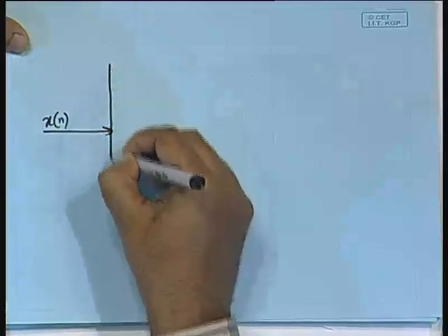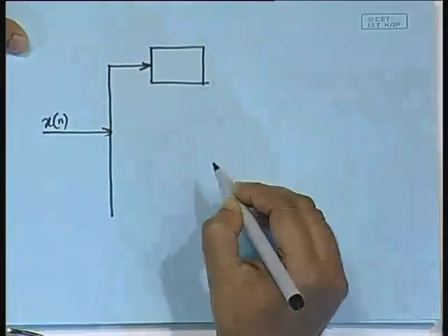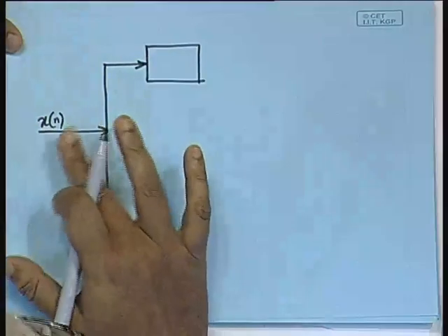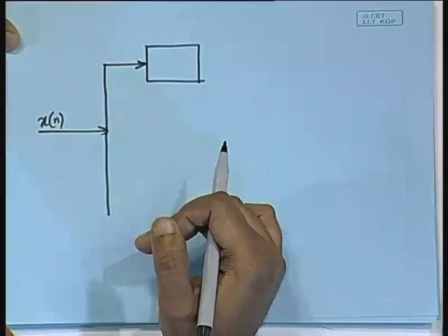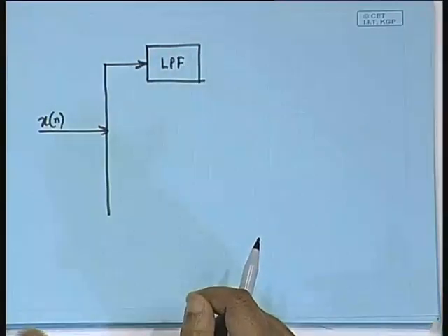So, basically what we are going to have is that x[n] will be fed as an input, and it goes to a bank of filters. The first one has to be a low pass filter, because if this signal x[n] has a bandwidth of, let us say, 0 to B, that is, the signal is band limited to B, then the first filter that we have to use is the low pass filter.